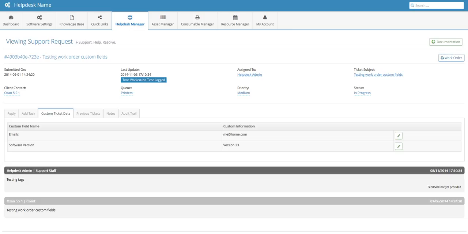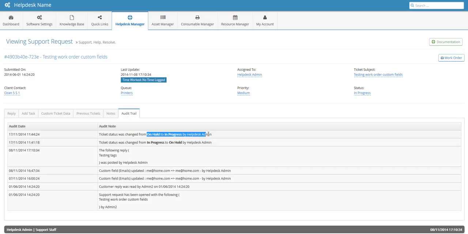The other thing to note also with this is that we now have a full audit trail here, so we can actually see what the previous value was, what it's been changed to, and who was the person that did the change.